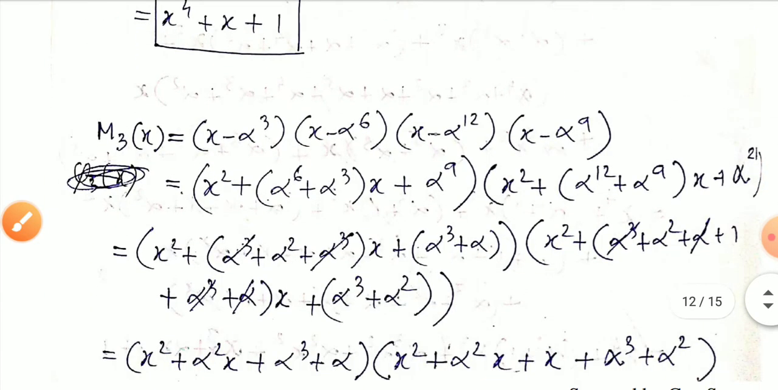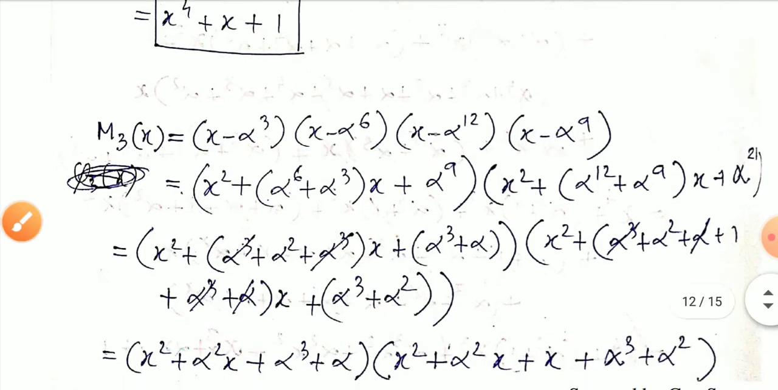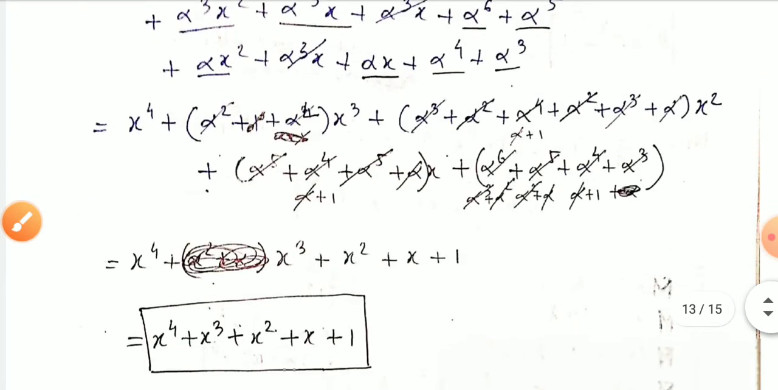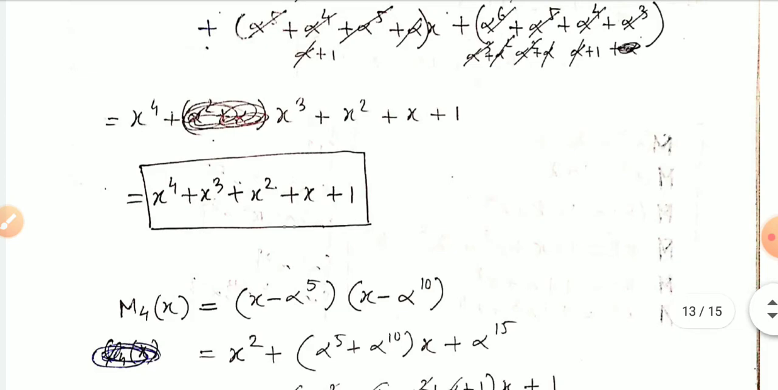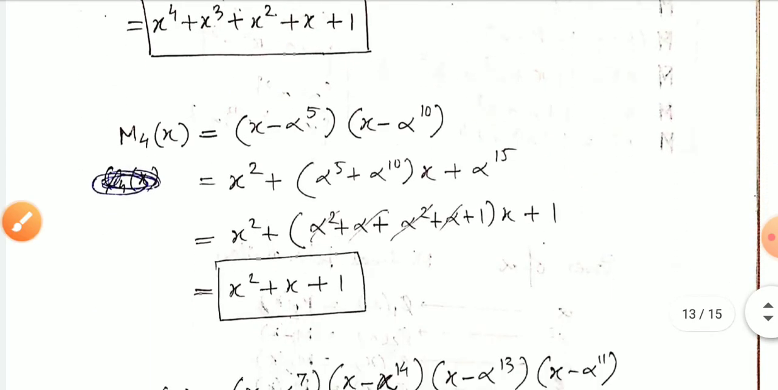By using the second one, that is the M3(x), you just choose the conjugacy class elements. In this case, the conjugacy class elements are alpha cube, alpha 6, alpha 12, and alpha 9. You just do this and ultimately get the value, and the polynomial becomes x to the power of 6 plus x cube plus x square plus x plus 1. Now this is a small portion used for the calculation, so you just consider the M4.